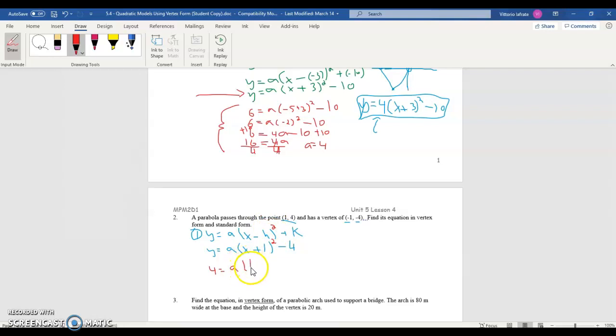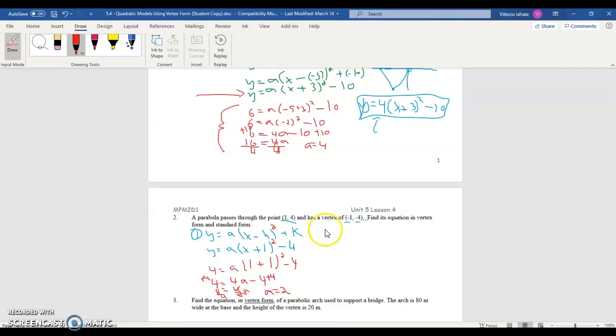a, x is 1, plus 1, squared, minus 4. And then we get 4 is equal to 1 plus 1 is 2 squared, so that's 4a minus 4. Solve by adding 4 to both sides. So we get 8 is equal to 4a. We divide by 4 on both sides. What you do to one side, you must do to the other. And so we get a is equal to 2.